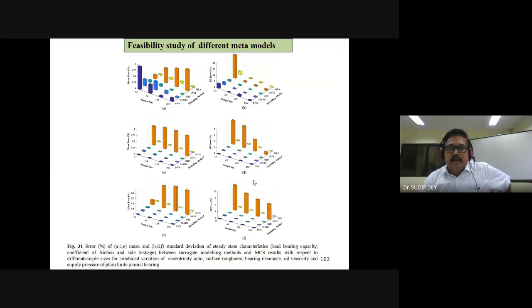So based on that, we test how each model performs in terms of the mean error, because every model has some certain error. We can see one axis is the sample size, another axis is the modeling method, and the z-axis is the mean error. So corresponding to the different modeling methods and different sample sizes, how the error changes is also shown over here.